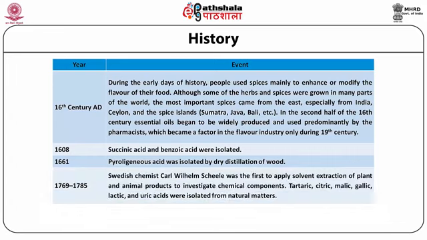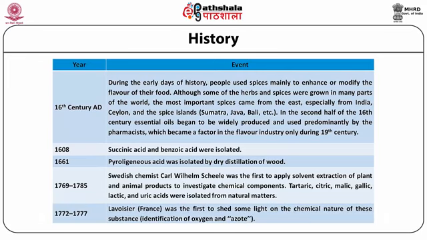Then in the year 1769 to 1785, Swedish chemist Carl Wilhelm Scheele was the first to apply solvent extraction of plant and animal products to investigate chemical components. Tartaric, citric, malic, gallic, lactic and uric acids were isolated from natural matters.